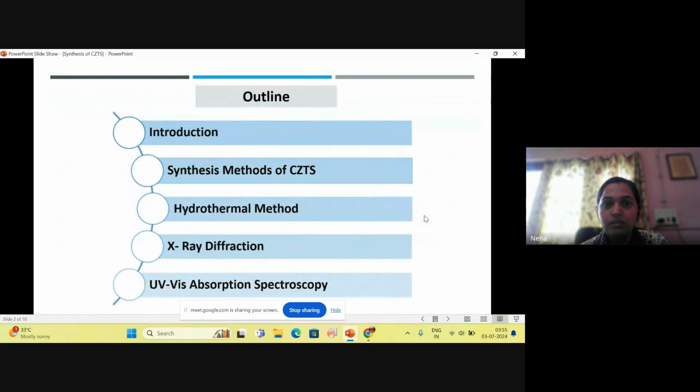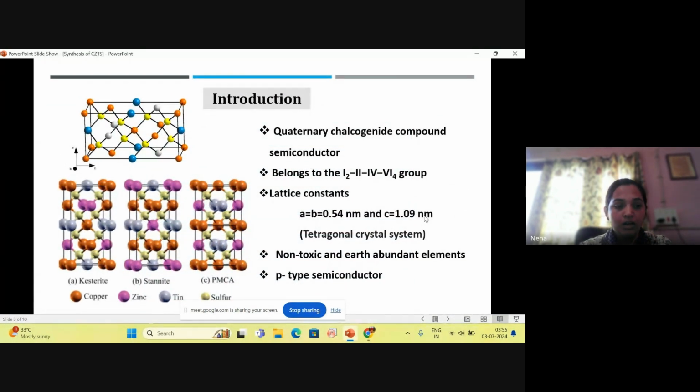These are the outlines. Introduction. CZTS, copper zinc tin sulfide, is a quaternary chalcogenide compound semiconductor. It has a tetragonal structure with lattice constants a equals b equals 0.54 nanometer and c equals 1.09 nanometer. It is composed of non-toxic and earth-abundant elements. It is a P-type semiconductor material.